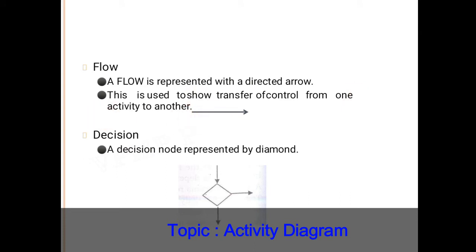Okay, and here see the diamond symbol. The diamond symbol is used for a decision node, and we can also say for a condition. So a decision node is represented by the diamond symbol. The diamond symbol is used to take a decision, or to take any condition.